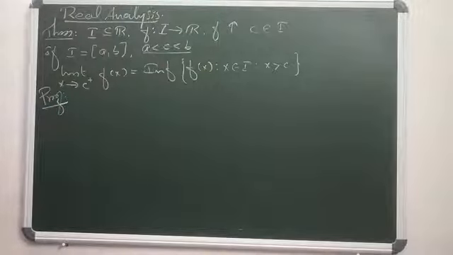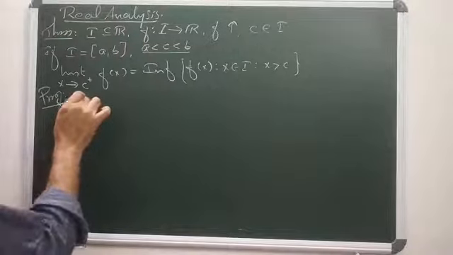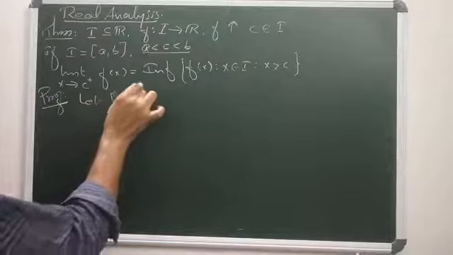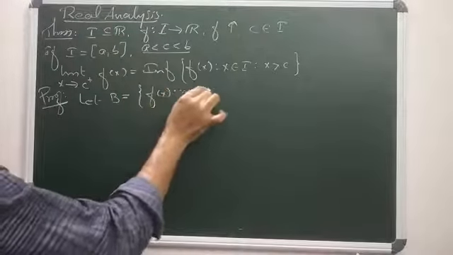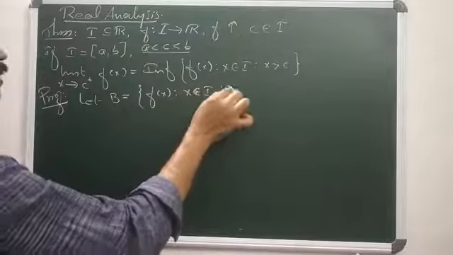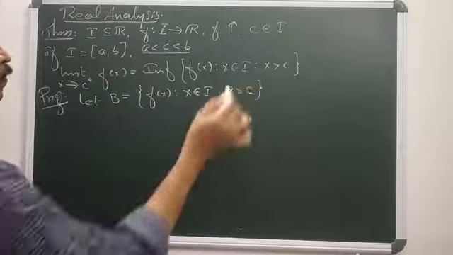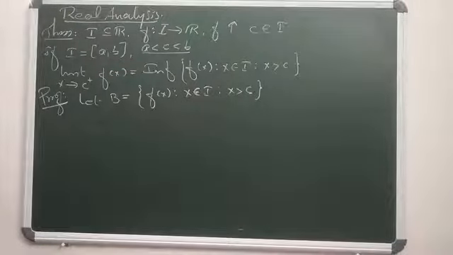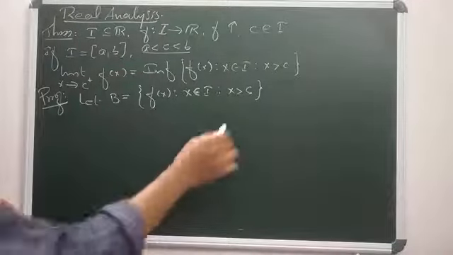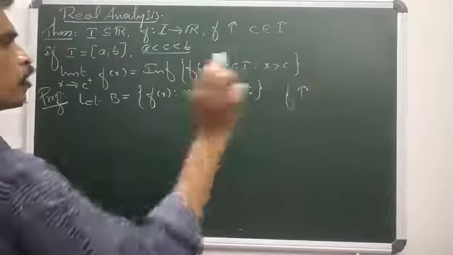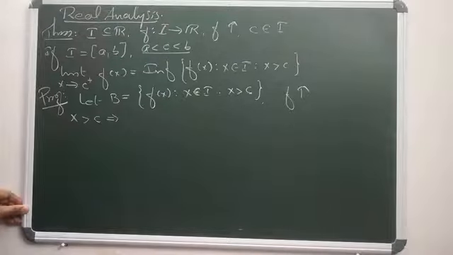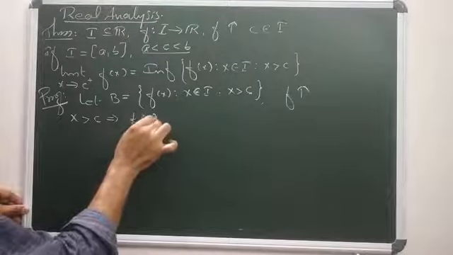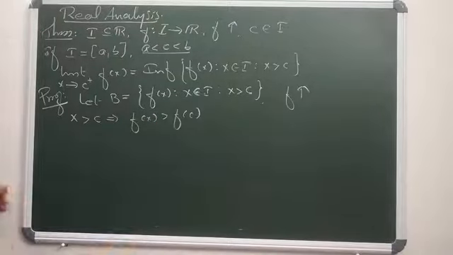So the proof is in this way. You can choose: let B equal the set of all f of x with x in I such that x is greater than c, where c lies in between a and b. What is f? It is given that f is an increasing function. Since f is an increasing function, x greater than c implies f of x is greater than or equal to f of c.